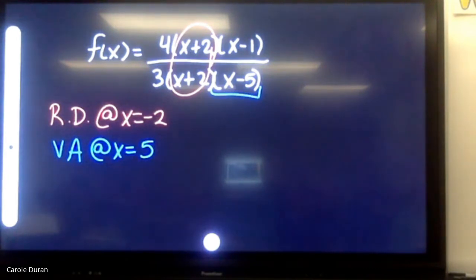Why is it x minus 5 again, not the top one? Because a 0 in the denominator gives me undefined, and that's where a vertical asymptote exists. A 0 in the numerator is just a 0.